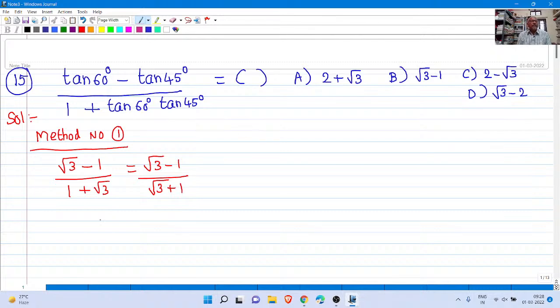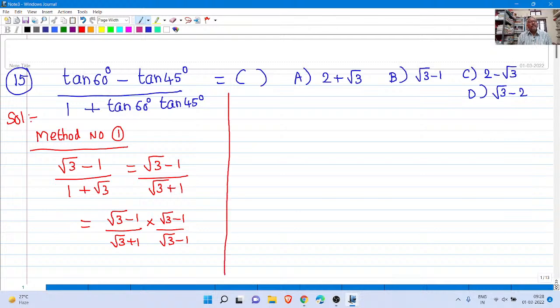So we need to rationalize. Rationalize means both numerator and denominator are multiplied with root 3 minus 1, that is root 3 minus 1 by root 3 minus 1. So what do you get now here? Root 3 minus 1 into root 3 minus 1 is root 3 minus 1 whole square. In the denominator, root 3 plus 1 into root 3 minus 1, A plus B into A minus B, is A square minus B square, root 3 square minus 1 square.